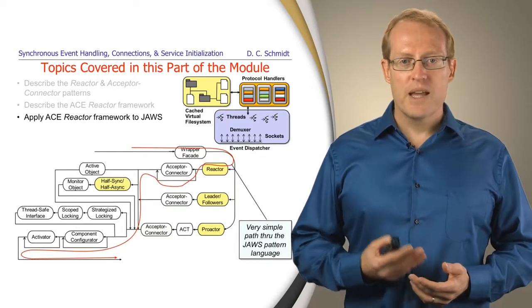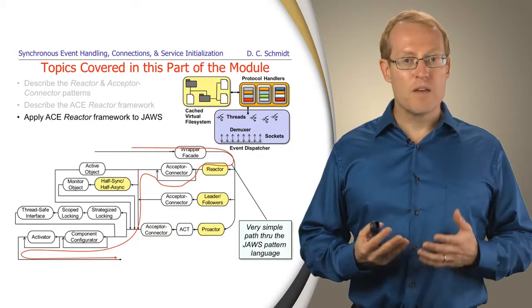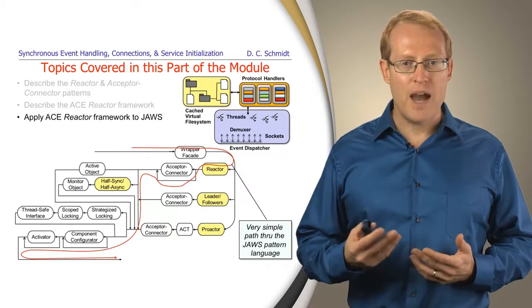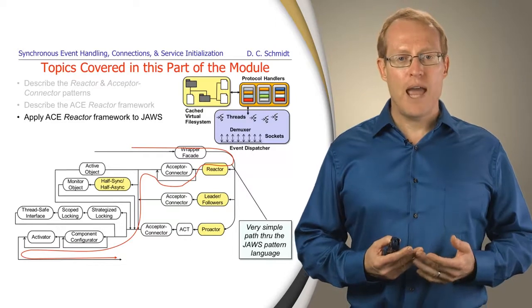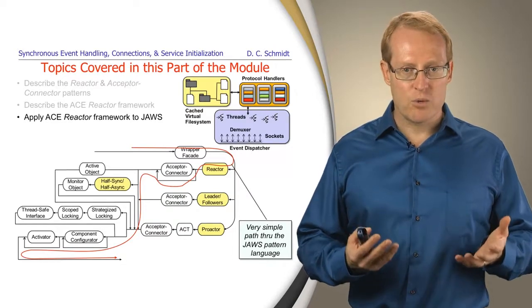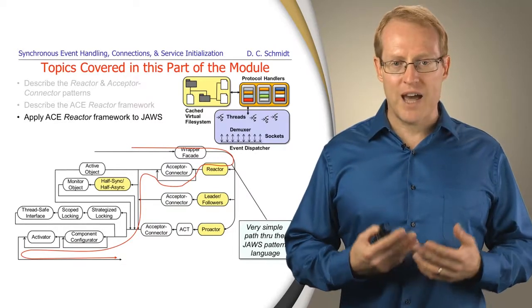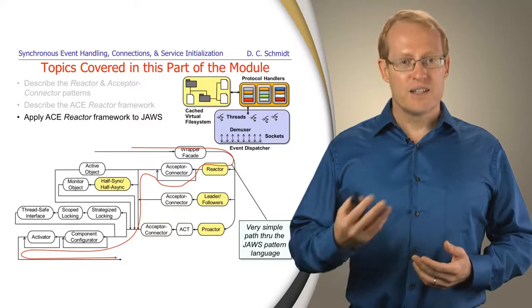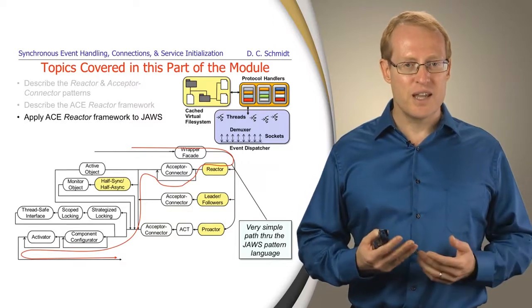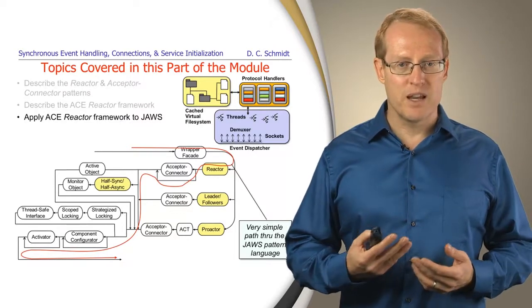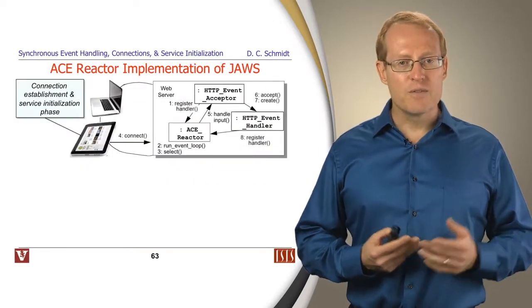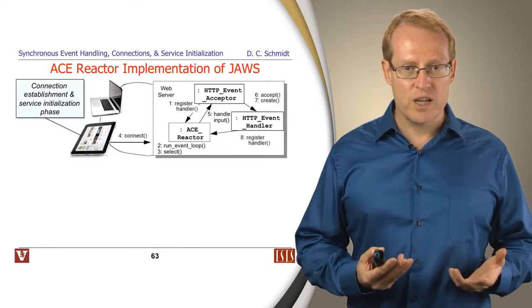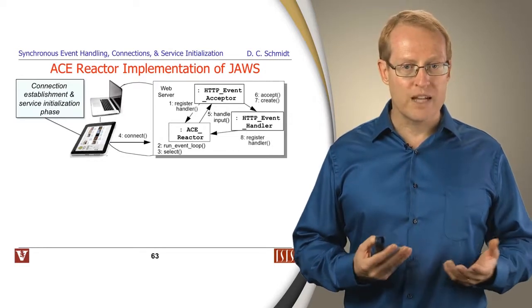web server. This particular example will be a very simple path through our pattern language. We're going to be using the wrapper facades we talked about before, and we'll be combining it with parts of the reactor framework in order to have a reactive solution. Later, we'll generalize this and apply some other patterns to implement other variations in this particular pattern language. Here's a high-level view that illustrates how this particular design is going to work using a reactive approach.